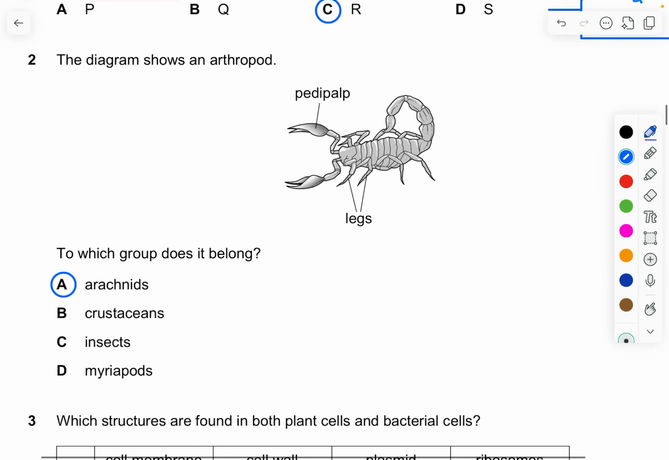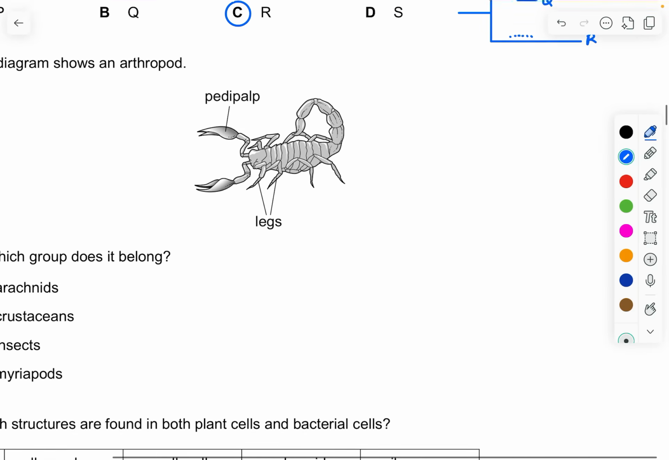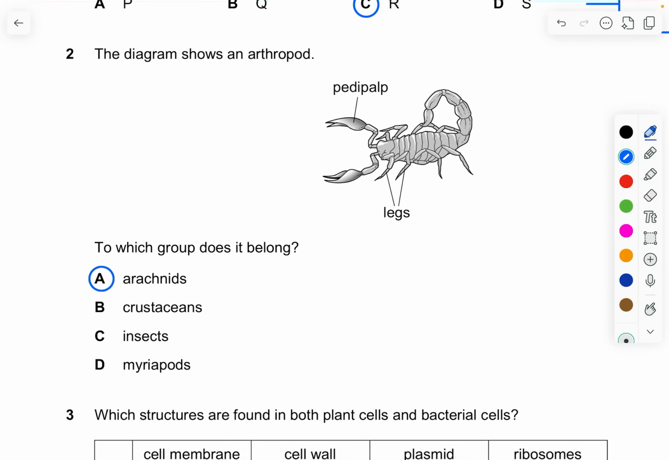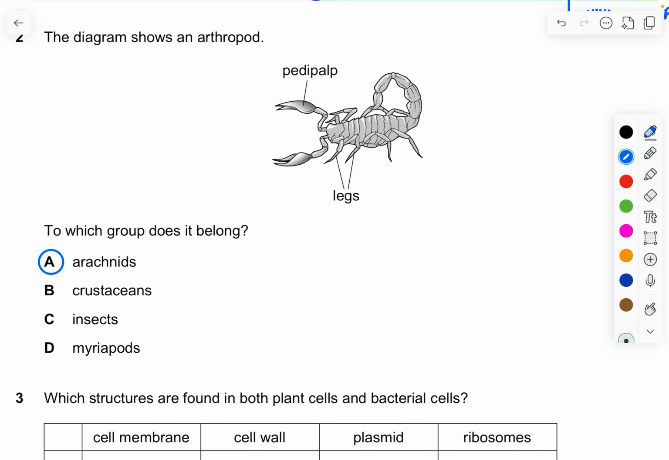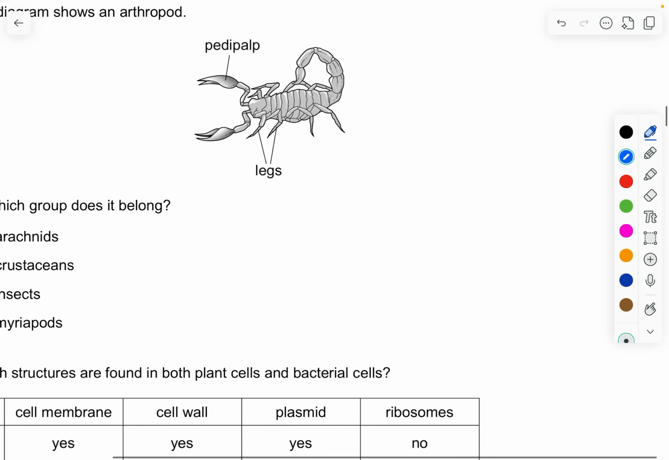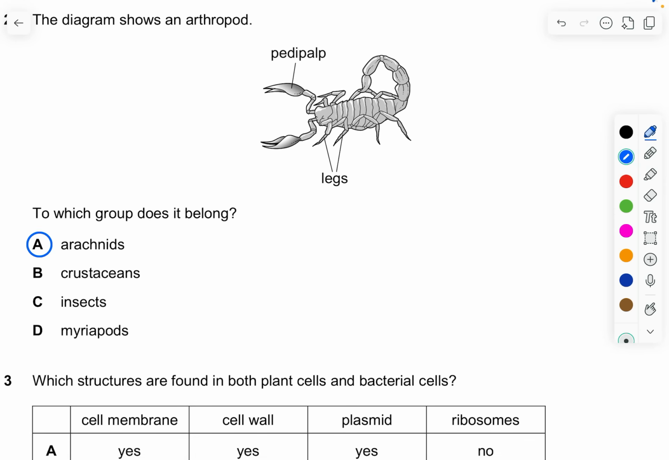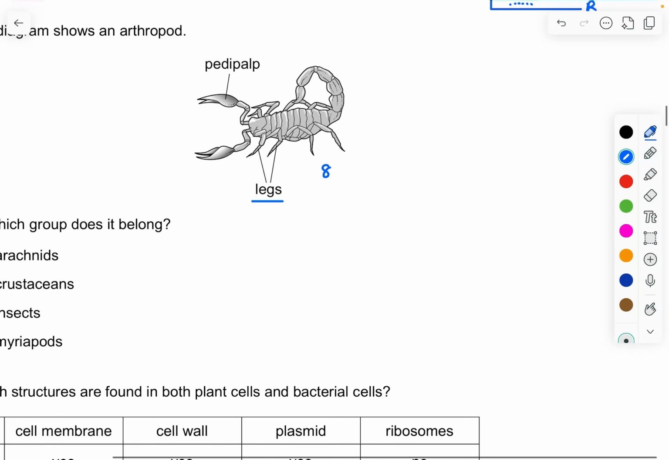Question number 2. The diagram shows an arthropod. To which group does it belong? So I will remember this in this way. How do I actually classify? Since they give you this organism, you identify it by the number of legs. From here you can see that there are 8 legs. So how am I able to classify this?